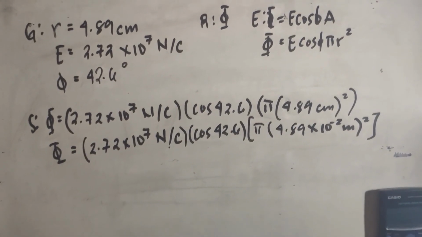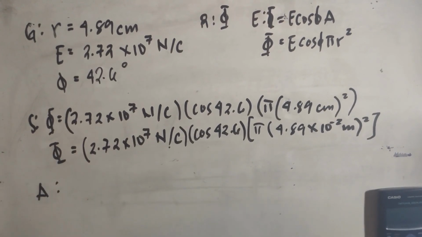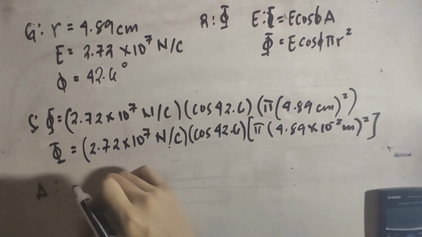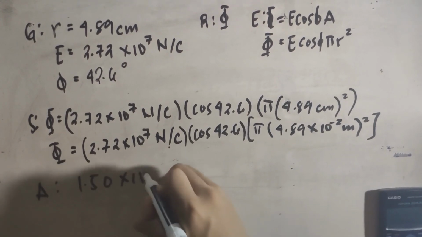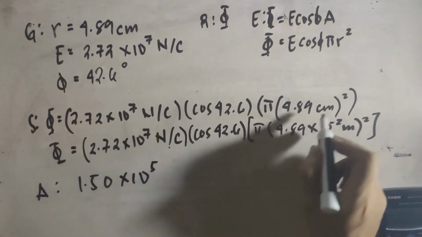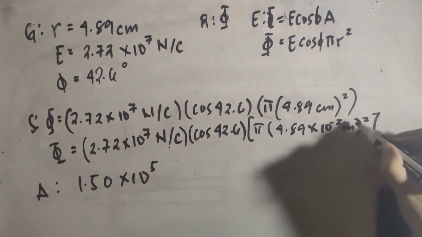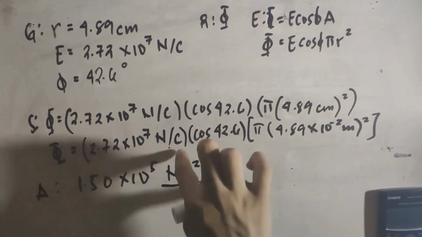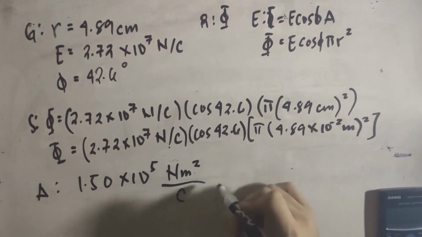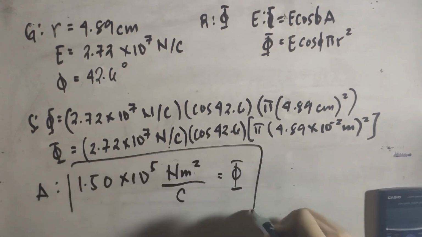So that would be our answer. As you can see, there would be no cancelled units, so that would be 1.50 times 10 raised to 5. Then just copy the units. So we have Newton, so you're going to square meters here, so that would be Newton meter squared. Then you have coulombs here, then that would be the value of the electric flux. That's the final answer.